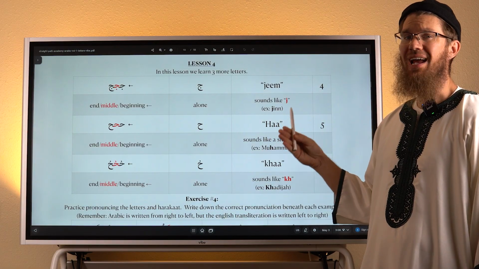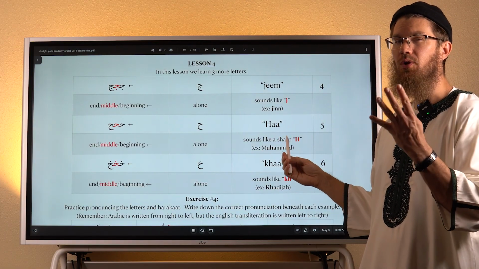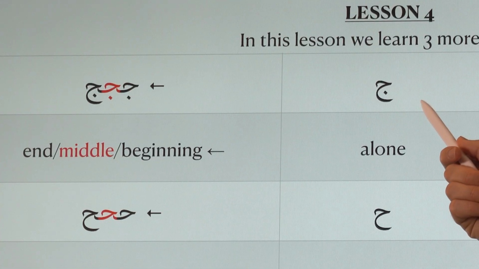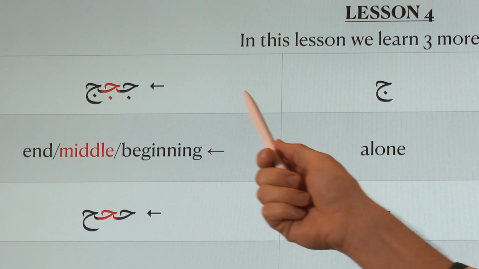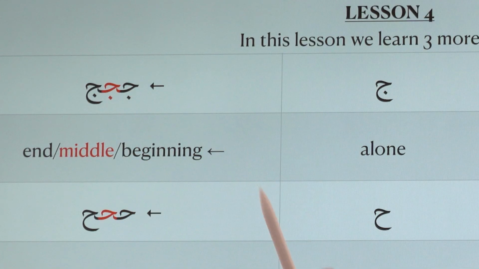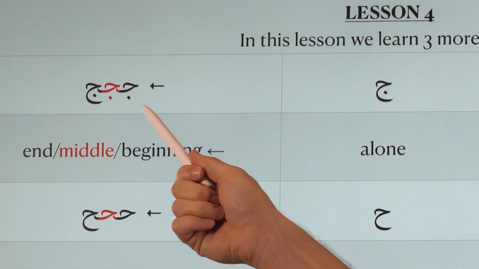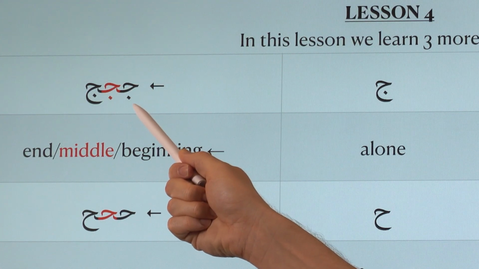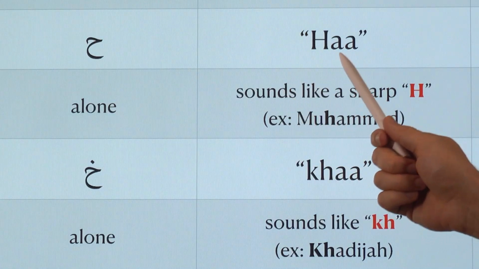And as we mentioned, for every letter, we need to learn the 4 possible ways it may appear. Firstly, this is how the Jim looks alone, and then this is how the Jim looks in the beginning, middle, and end of a connection. And the main thing to remember about the Jim is that it looks similar to an ocean wave, but it has a dot underneath. Next, we have the letter Ha.